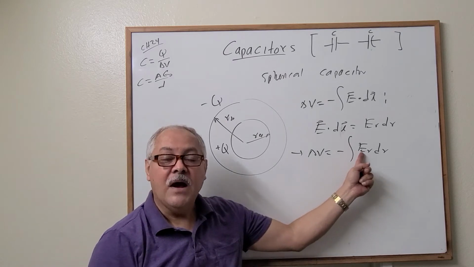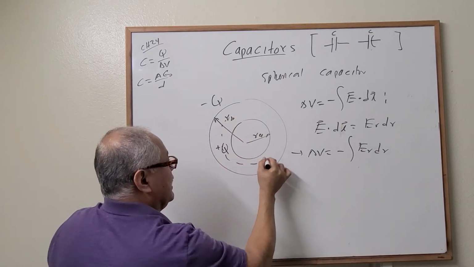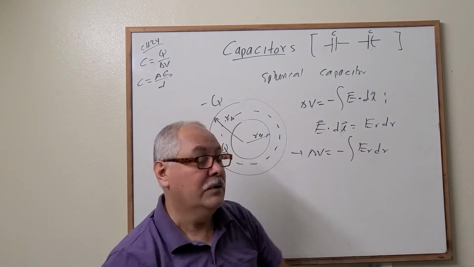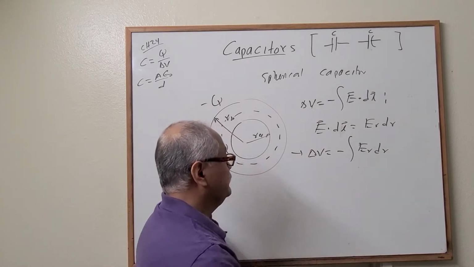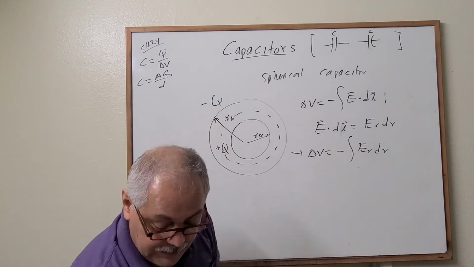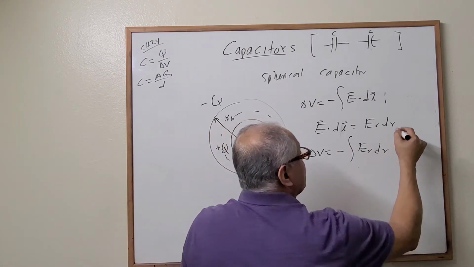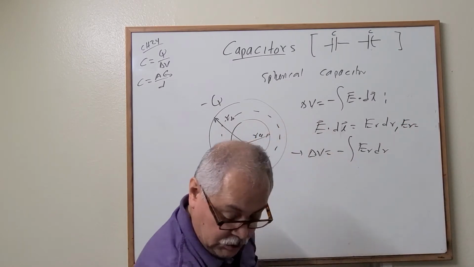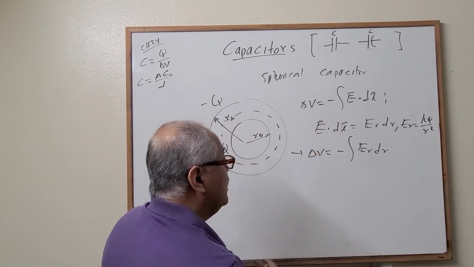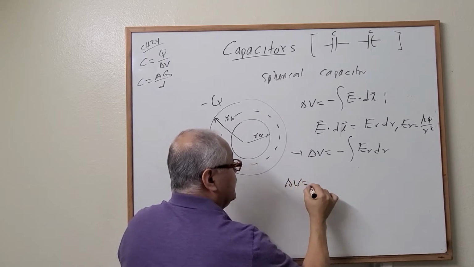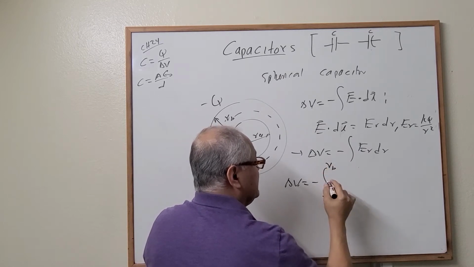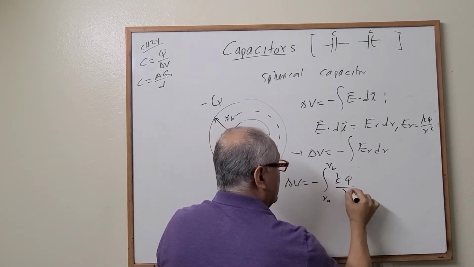This electric field is found using a Gaussian surface, and it was found before. The electric field is equal to kq over r squared. When we plug this value in, the potential difference equals the integral from this position to this position of kq over r squared dr.